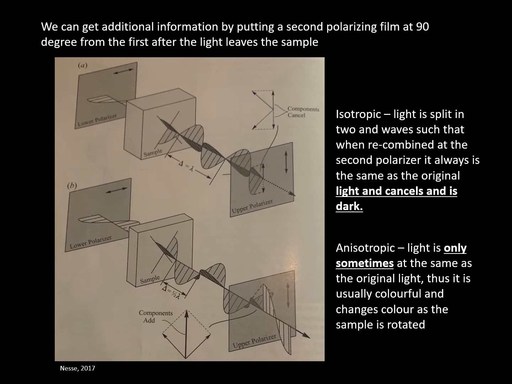This basically means that when we put something in cross polars, so we put the second polarizer on, it ends up just being black or dark. Whereas with anisotropic minerals, the light is only sometimes at the same direction as the original light. So some light is allowed through by the upper polarizer. And both whether that occurs and what color that occurs is also diagnostic of the different minerals.